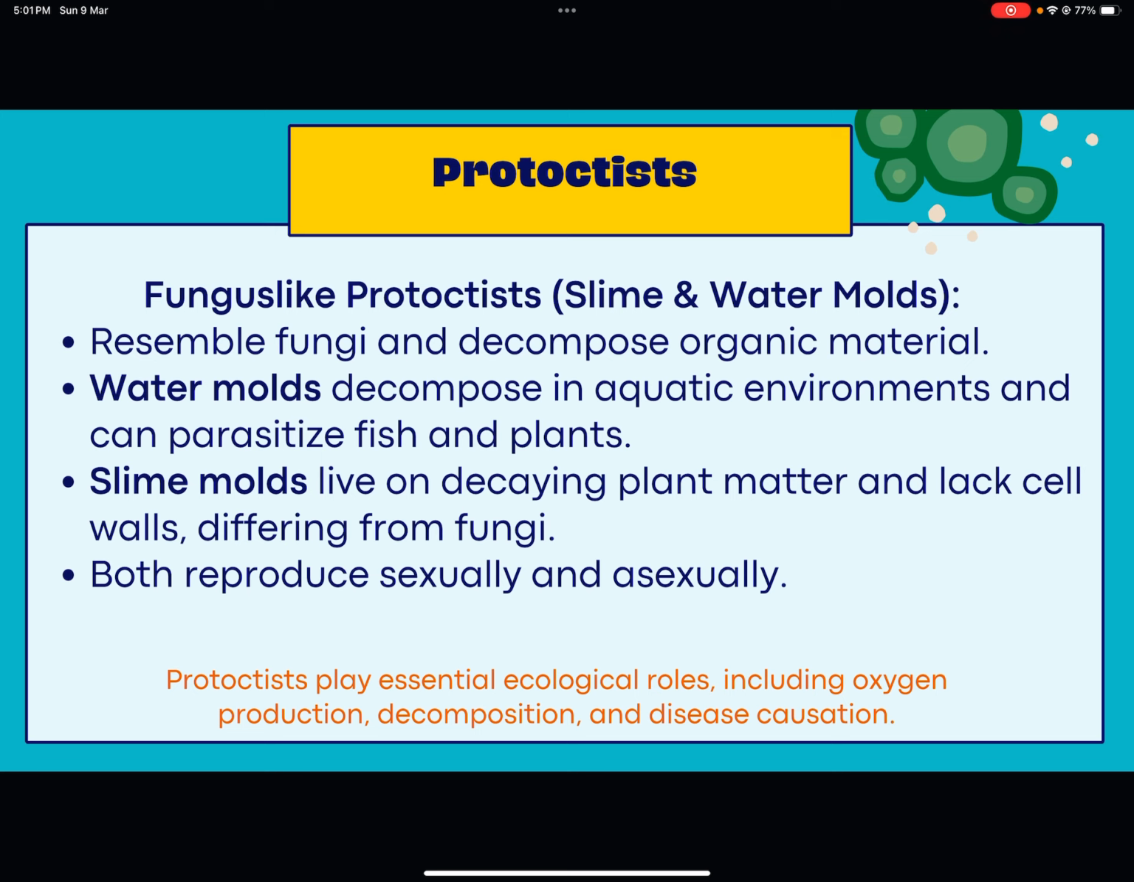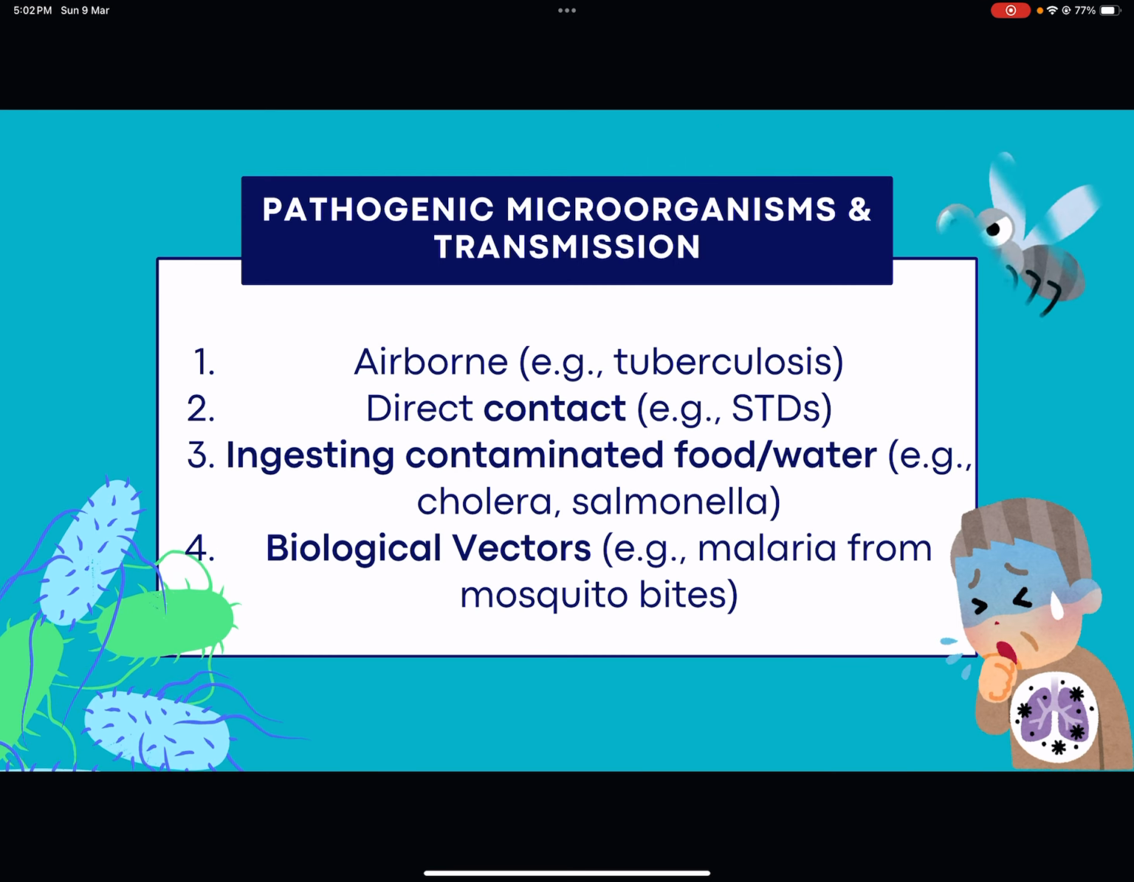And now finally, the fungi-like. They resemble fungi, that's why we call them fungi-like, and they decompose organic matter. We can split them into two: water molds and slime molds. The water molds, of course, decompose in aquatic environments. However, slime molds live on decaying plant matter and they lack cell walls. That's why they differ from fungi. That's why we said we cannot completely group them under one specific kingdom, because they share some characteristics; however, other characteristics they do not have. And they also reproduce both sexually and asexually.